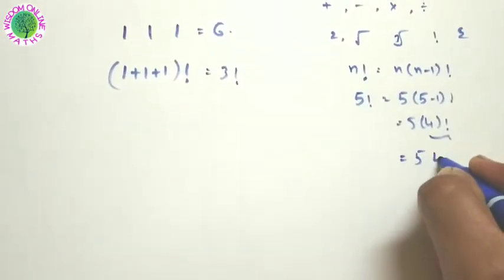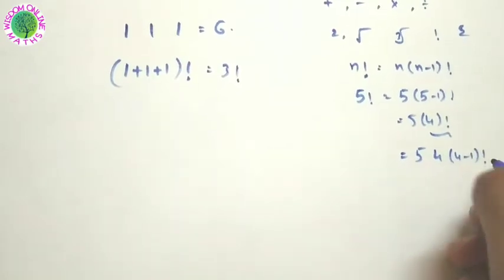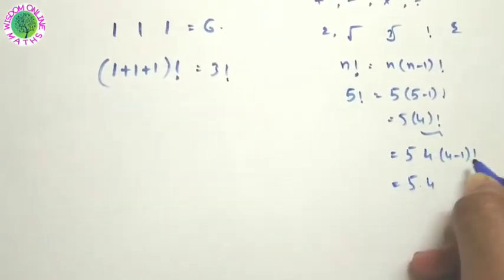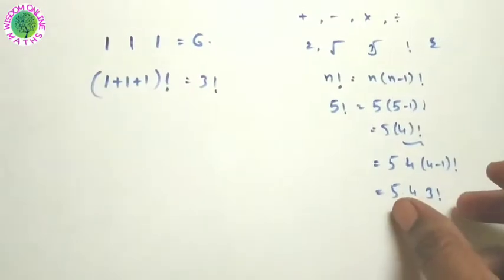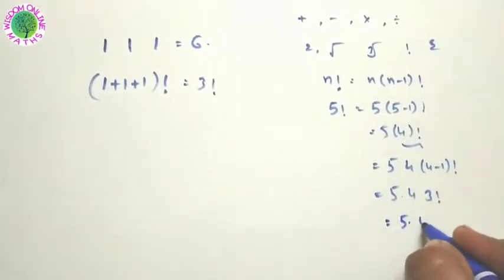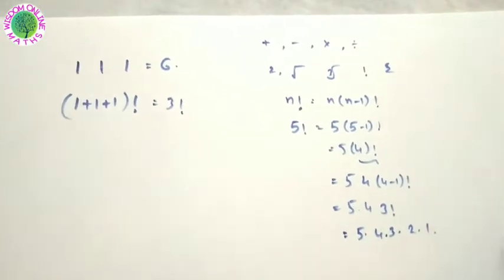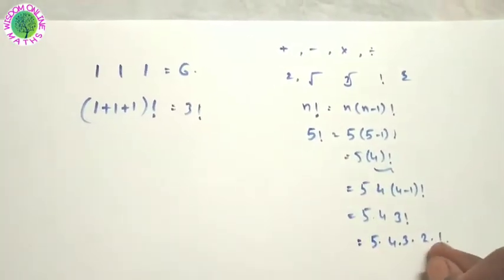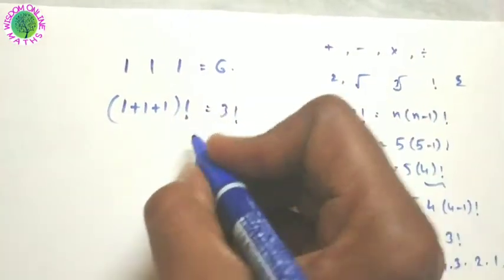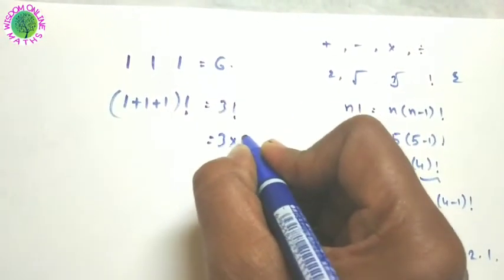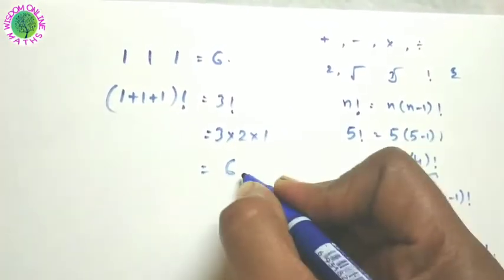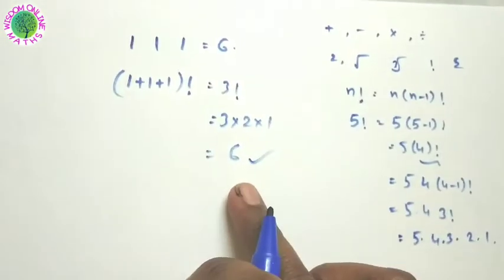So 5 into 4 minus 1 factorial, that means 5 into 3 factorial. Like this it will continue until 1. 3, 2, 1. That means 1 factorial, and 0 factorial is equal to 1. So it will end here with 1 only. So here 3 factorial means the formula is 3 into 2 into 1, that is equal to 6 as the answer. Like that, 6 is coming on the RHS.